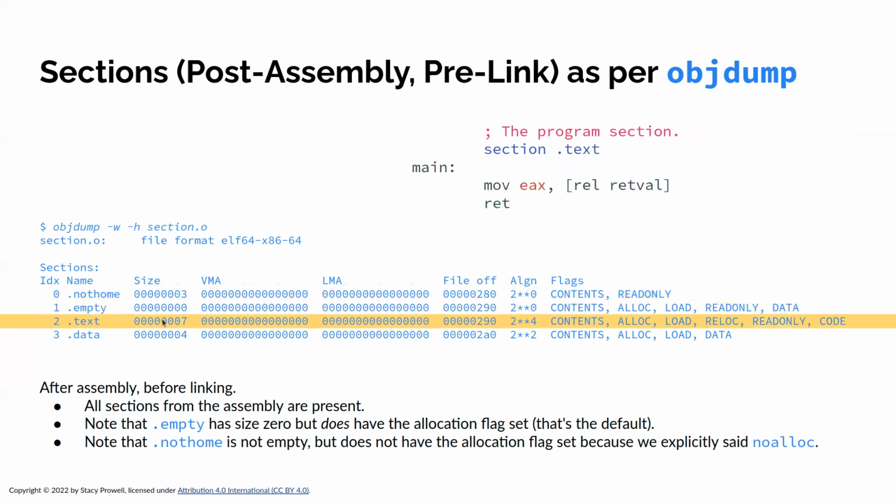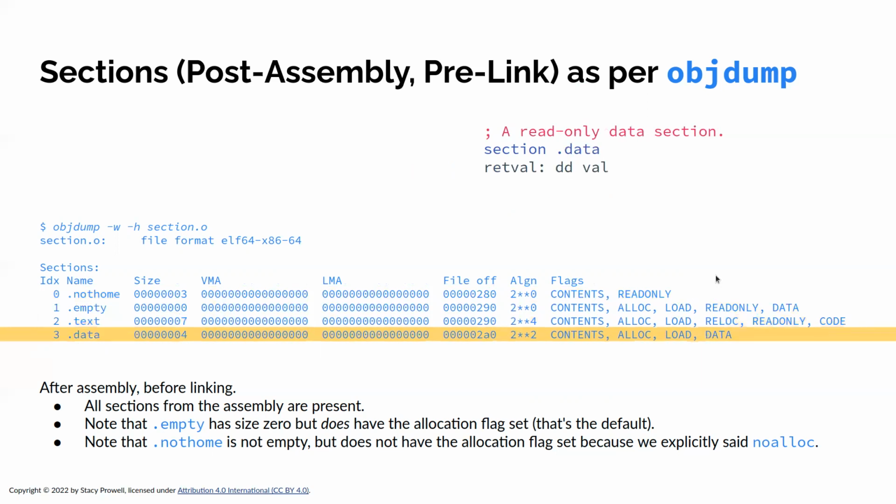Here's the program text. We see it's a whopping 7 bytes. And contents, alloc, load, reloc, which we'll talk about quite a bit, read only, and code. This is an executable. So there's executable stuff in here. And then data, which has size 4. And you can see that it's alloc, load, data. There you go. This is the virtual memory address assigned to it. And you see they're all 0 because they haven't been assigned memory addresses yet, because that's what the linker will do. So we need to begin to look at it after a link.